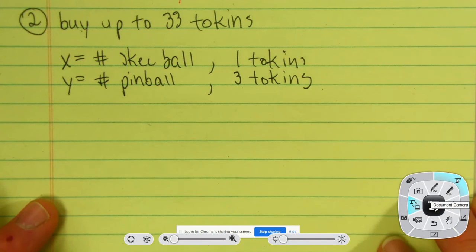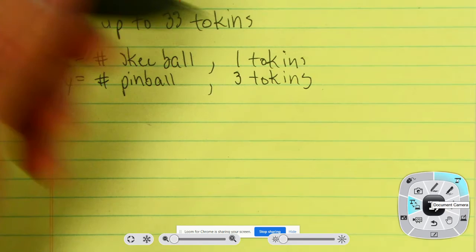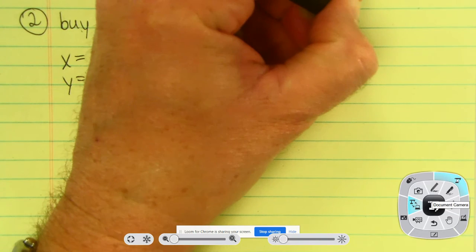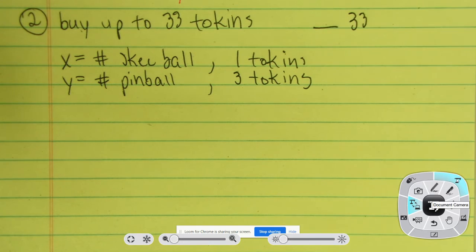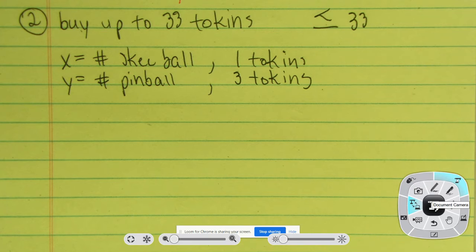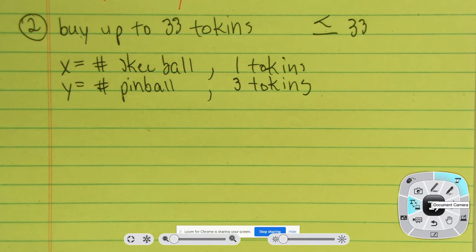And so we're looking at this second problem, buy up to 33 tokens. So he can purchase up to 33. It means that he can buy an equal amount to 33, but he can't buy any more than 33. So he'd have to choose less than. So what I want to do is actually create an inequality that represents this situation.